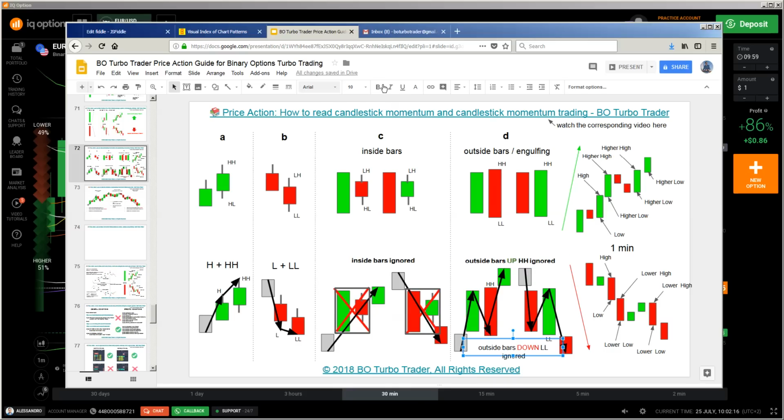Let me make this bold too, so that it's much clearer. As you see, if you have the outside bar in a downtrend, the lower low will be ignored. That means this one will be ignored.